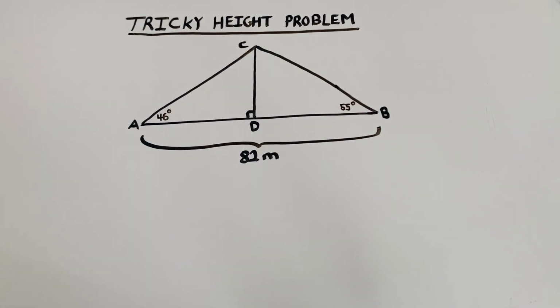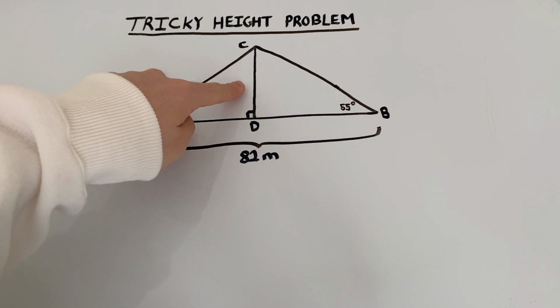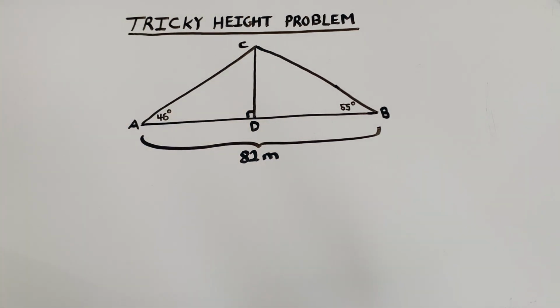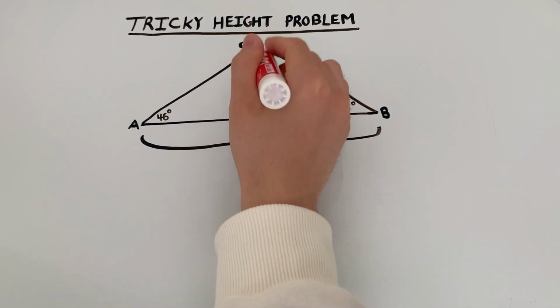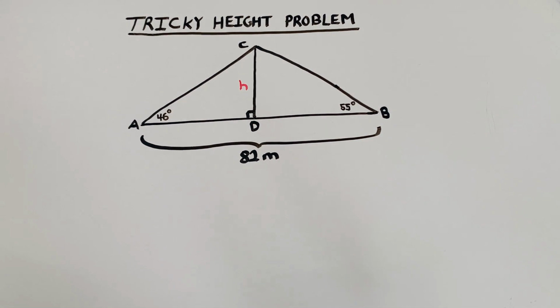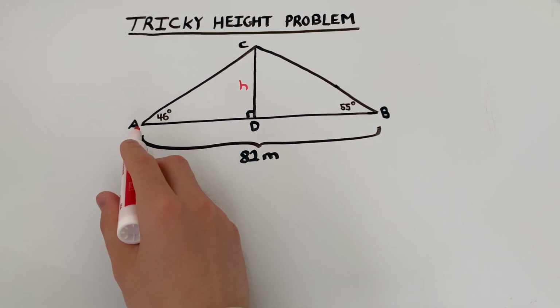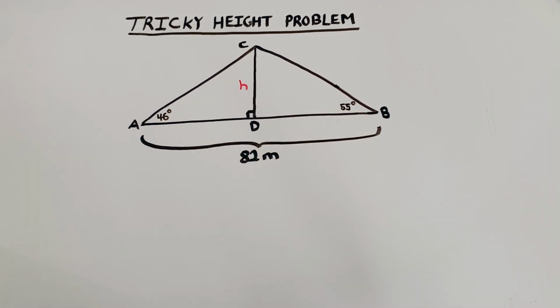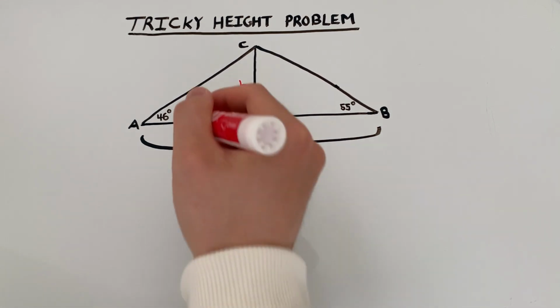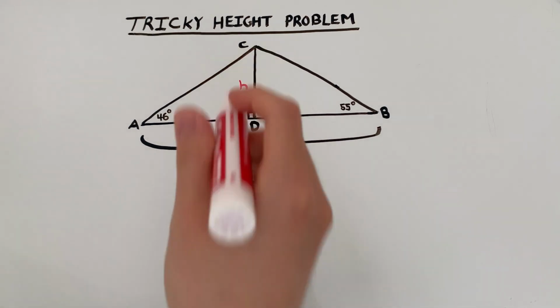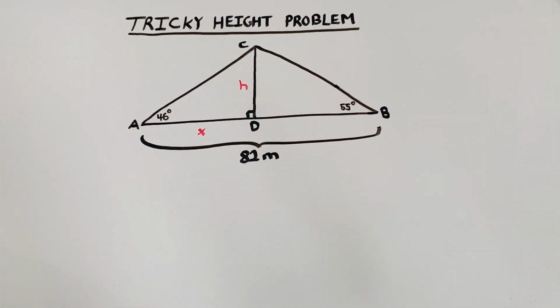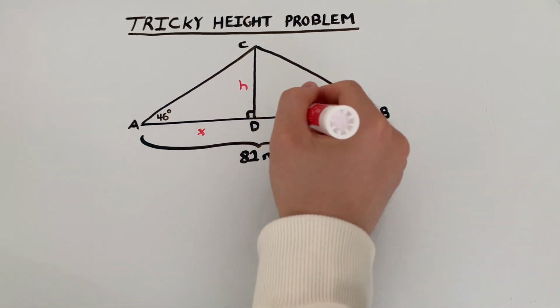This time, we need to find the height of the building CD. So let's go ahead and call that H. And let's split up this base right here, AB, into two parts. AD, which we'll call X, and BD, which we'll call Y.